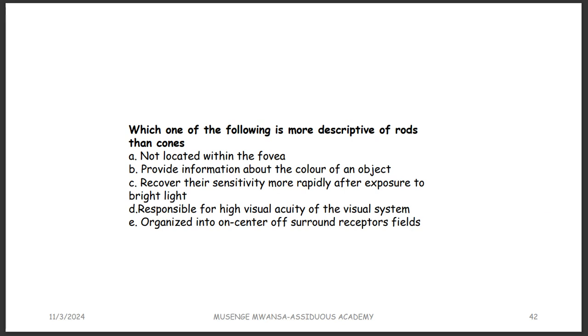Remember, we're describing rods. Not located within the fovea, provide information about the color of the object, recover their sensitivity more rapidly after exposure to bright light, responsible for high visual acuity of the visual system, organized into on-center surround receptor field.